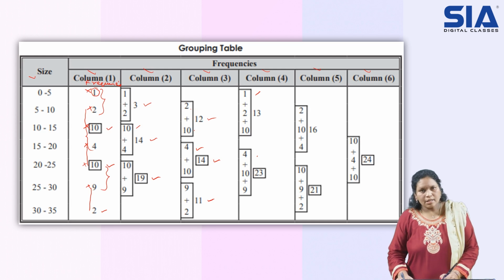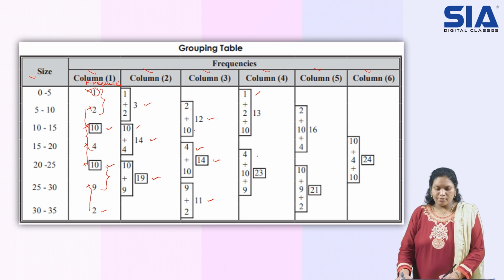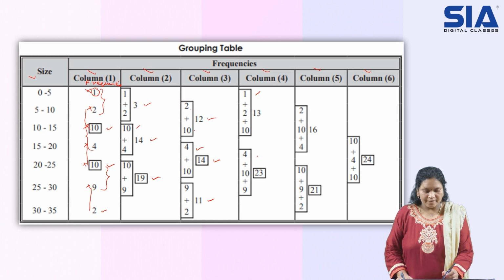Now again we have to find the highest value in that particular fourth column. So what we have here, 13 and 23. Out of that, the highest value is 23. So make a box to that highest value. Okay, that is how column 4 is done.